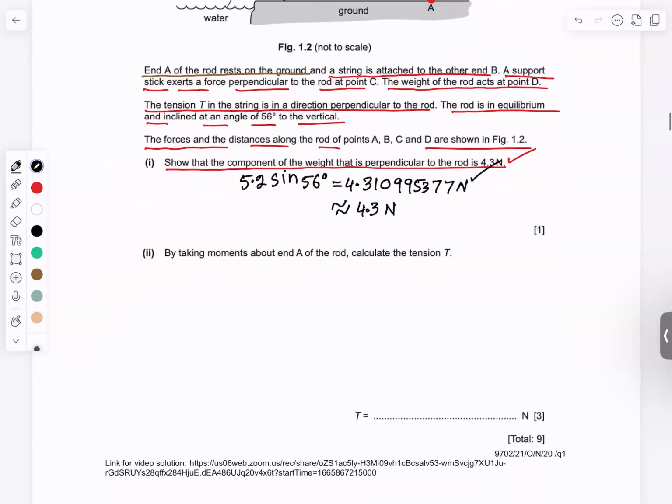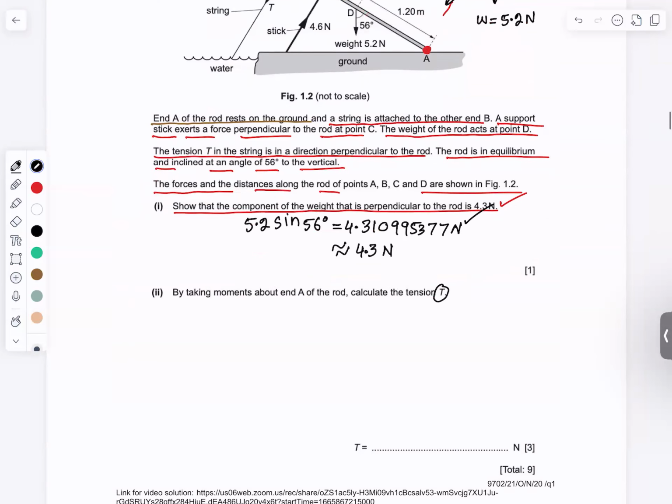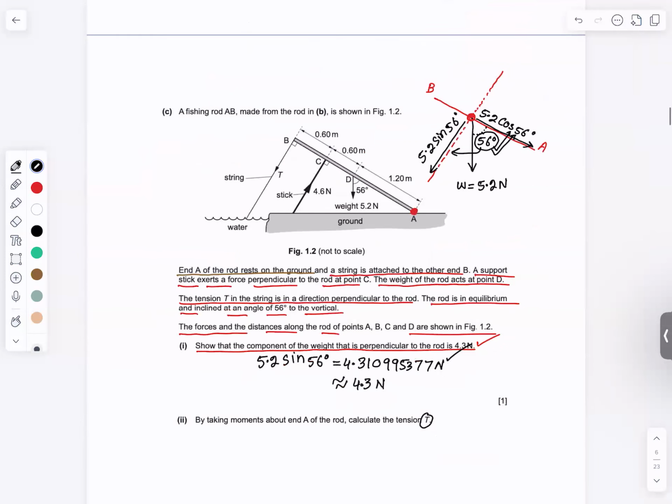By taking the moments about A of the rod, calculate the tension. So now we have to take moments about A and we have to calculate the tension. One thing, this force of 4.6 newton, if we call that force F, is already perpendicular to the rod.